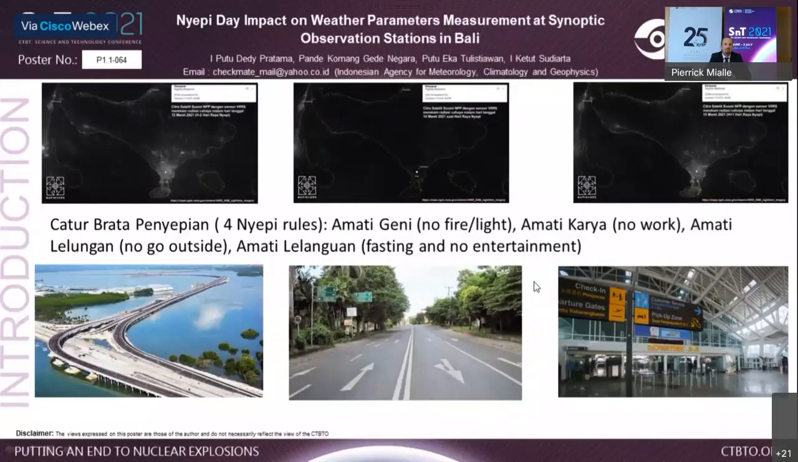Okay, thank you. My presentation is about a new PD impact on weather parameter measurement at synoptic observation stations in Bali. In Bali, we have a unique tradition that is called Nyepi.